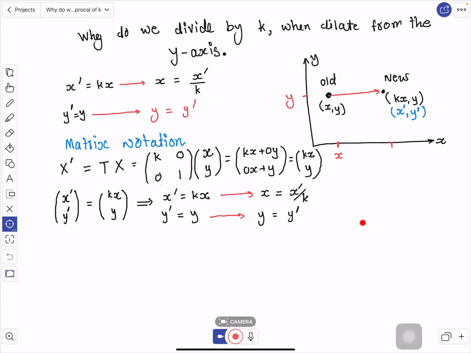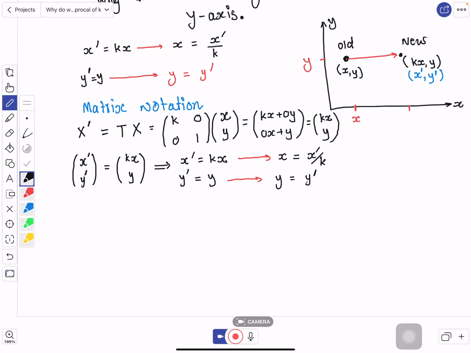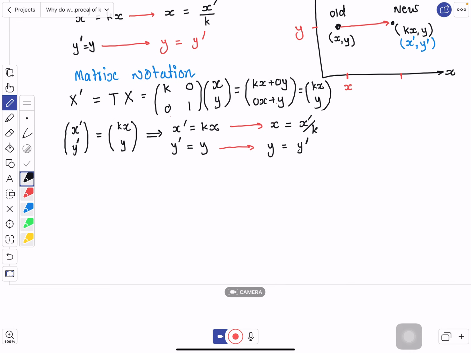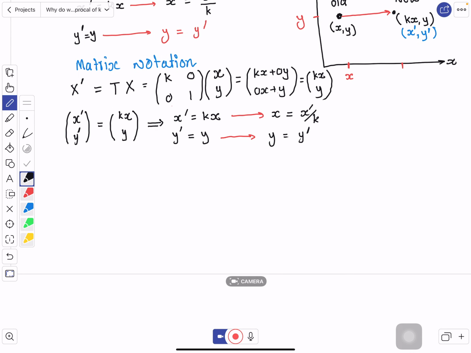And now, the alternative way to do this is to use our knowledge of the matrix. So what we're going to do is the following.